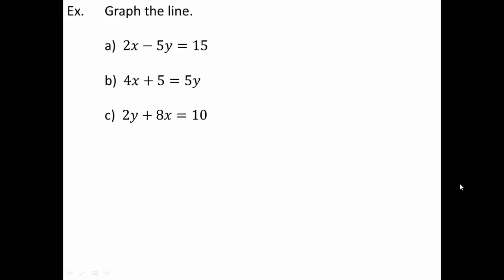So next, let's talk about graphing. So here are 3 lines that we want to go ahead and practice graphing. Hopefully remember how to do this. So go ahead and take a moment, try it on your own, and hit play when you're ready.